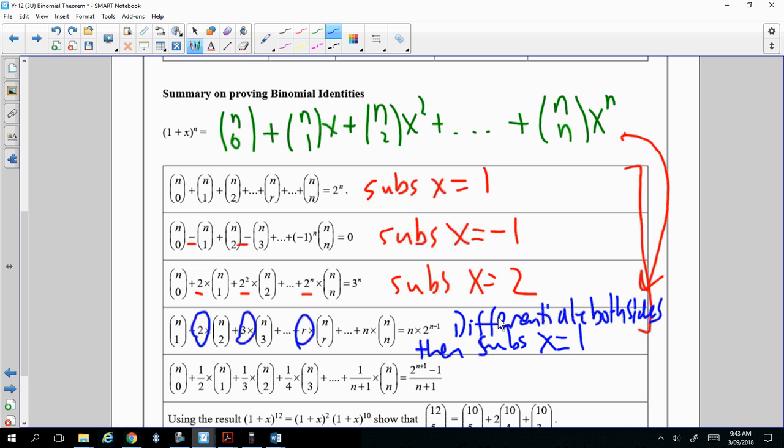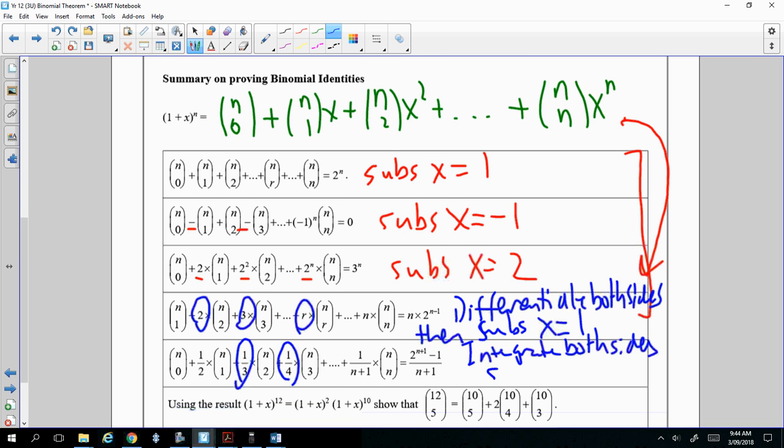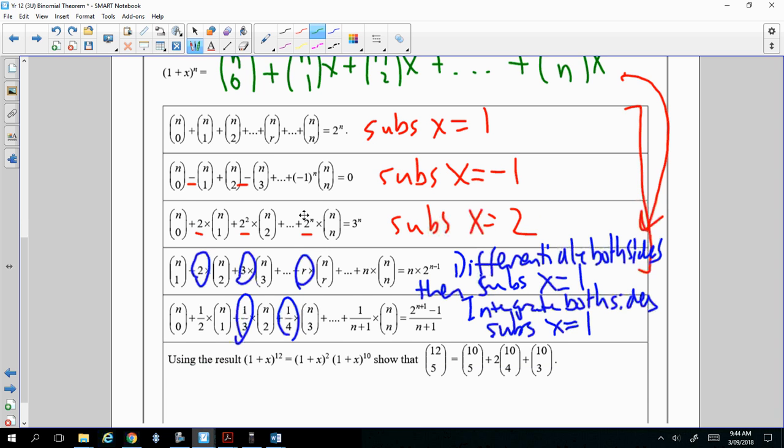This is the second approach. And the last approach, you have to compare coefficient of x to the power 5 from both sides. So these are the three approaches. Alright, so think about what to do. So that's the summary of all.